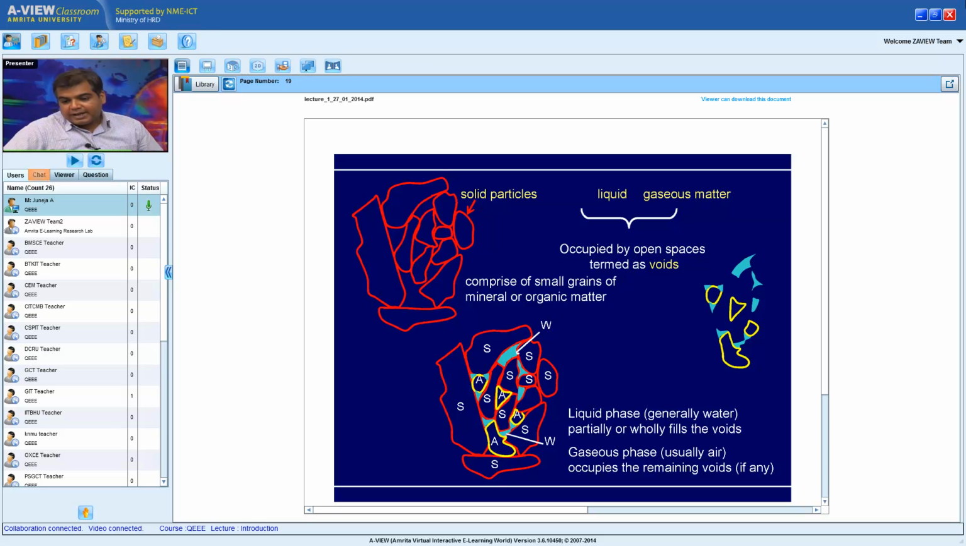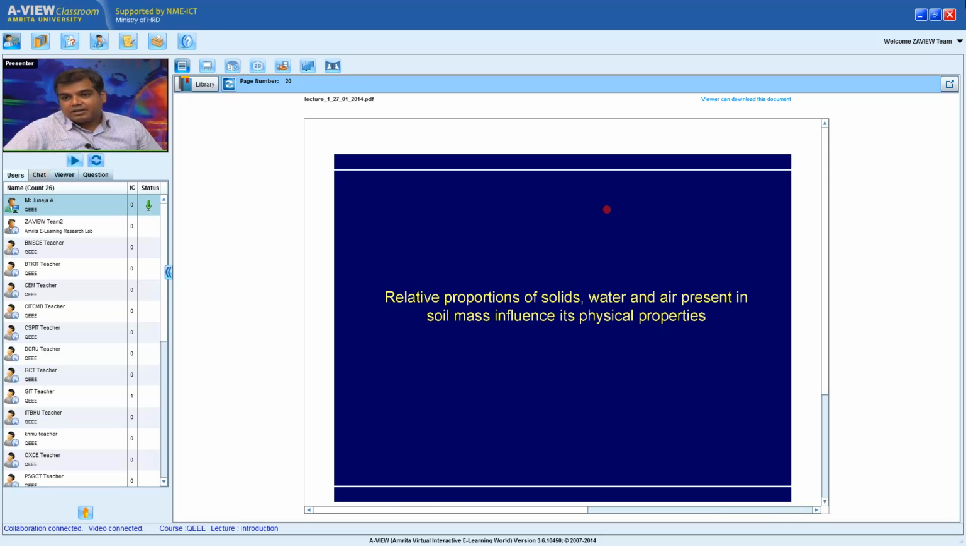Let me go to the next slide, which will really speak much about it. It says the proportion of the solids, the water and air, which is present in the soil mass, does influence its physical, when we say physical, it means mechanical behavior of the soil. And you will look at the relationships of these three components in the next 15 minutes.